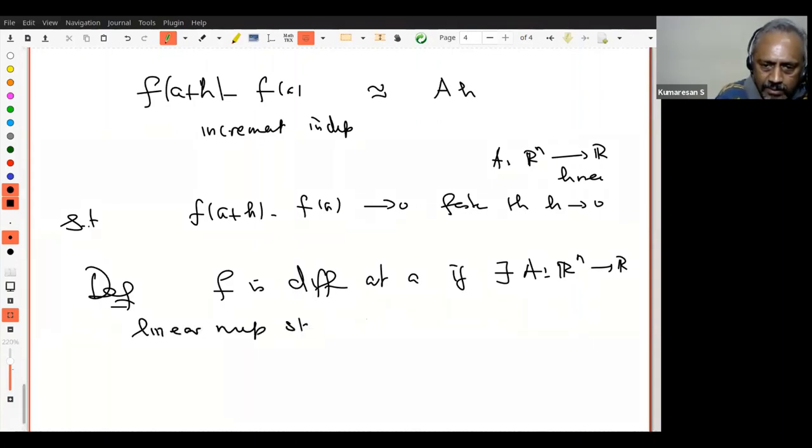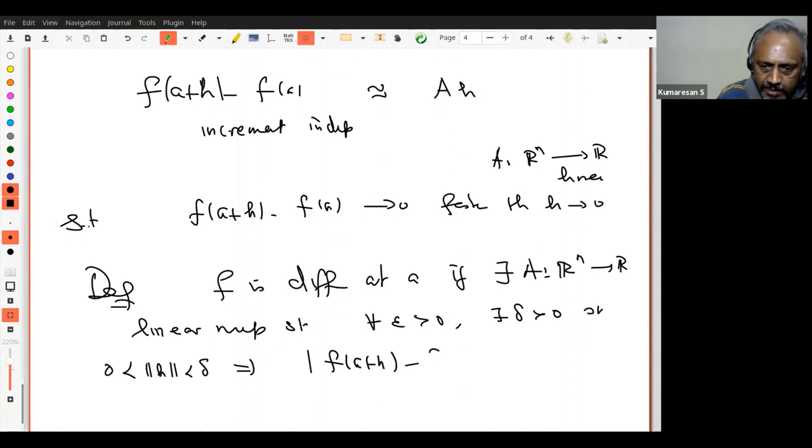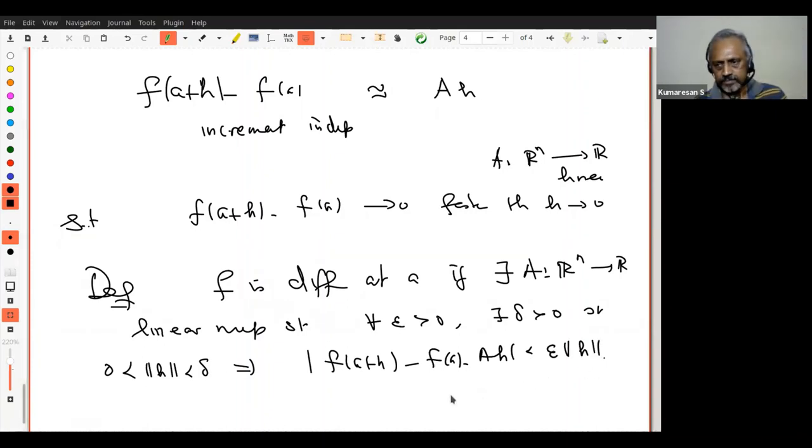Such that what happens? You give me an epsilon positive, I can find a delta positive, so that if 0 less than length of H less than delta, it should imply modulus of F of A plus H minus F of A minus AH, this is a real number, this real number should be less than epsilon times the length of H. Do you see that? It's exactly similar.